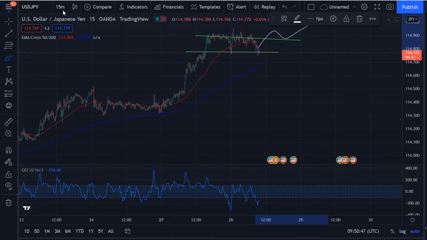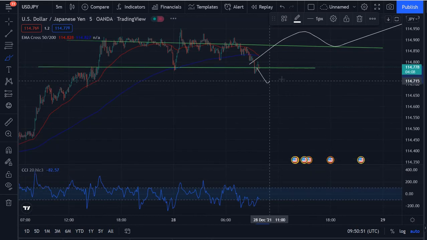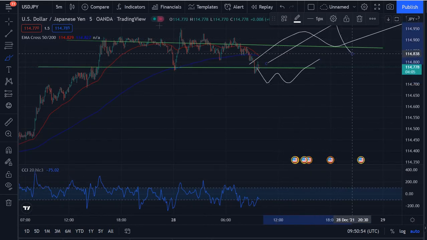But here looks like we will pull back before going higher at some point. So for now, I would have to be patient on the USD Japanese yen, although it looks bullish in the longer term.